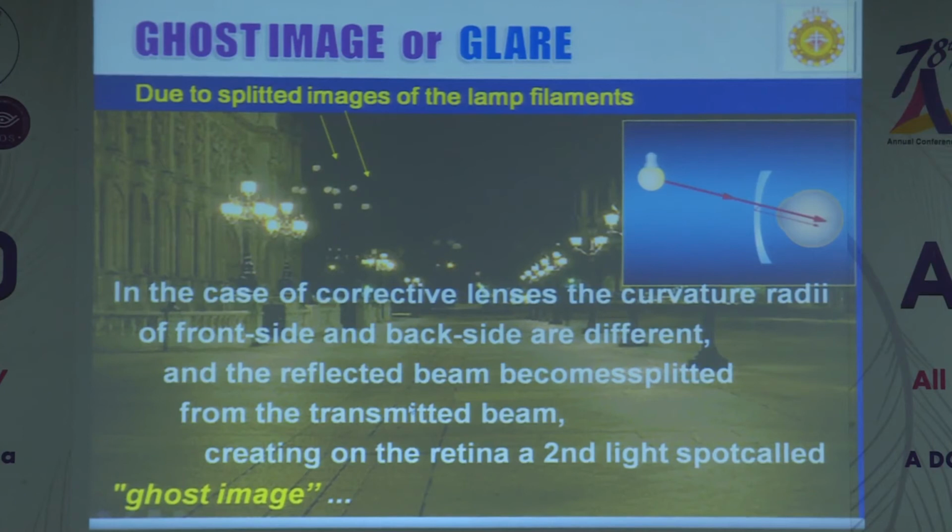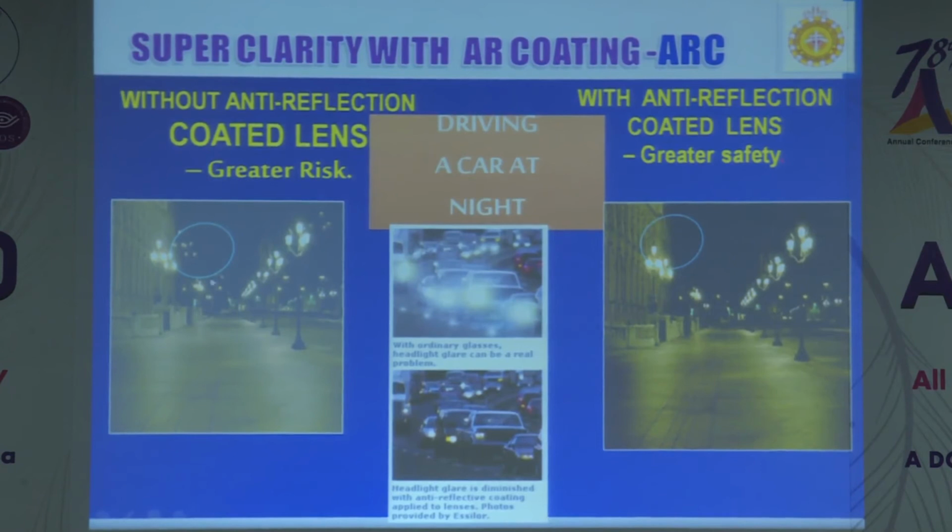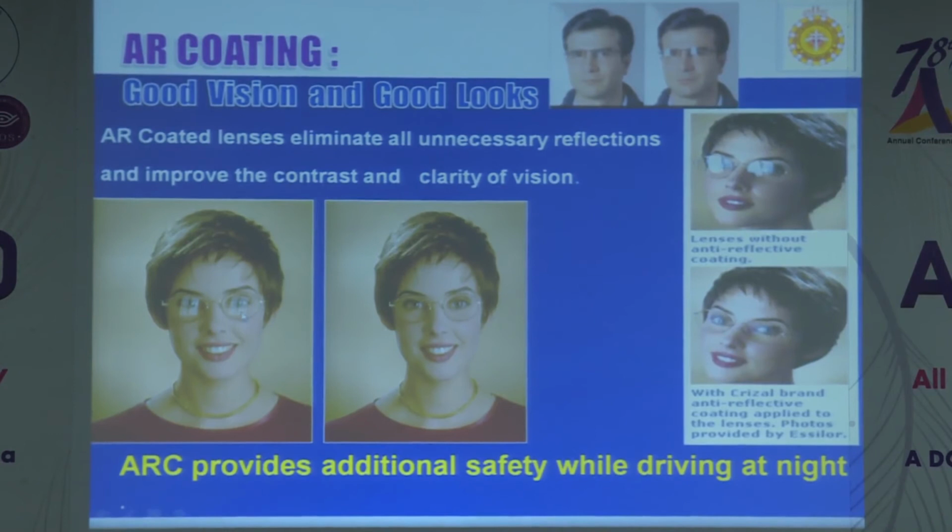So what is the remedy? You can have an anti-reflection coating so that about 99.6% of the light will be transmitted and only 0.4% will be reflected. All this reflection and ghost image will be reduced by an AR coating. Not only that, night driving will be better. So you can compare without coating and with coating. And not only that, your appearance, your face and your eyes will look brighter also. This is a comparison with the anti-reflection coating.